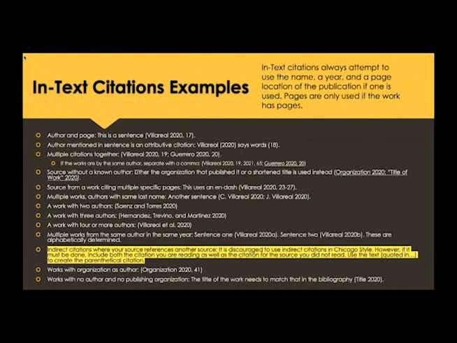Like mentioned previously, when citing a work with two authors, separate the last names of the two authors by and. When citing a work with three authors, separate the last names of the three authors with commas and use an and before the last author.